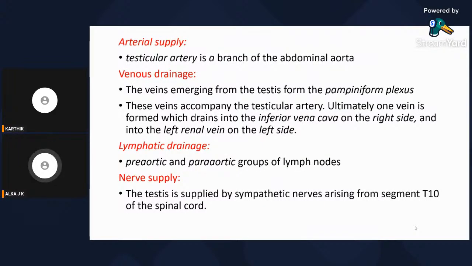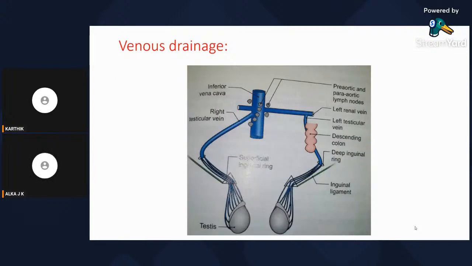Arterial supply: the testicular artery, which is a direct branch of the abdominal aorta. The veins emerging from the testis form the pampiniform venous plexus, and these veins accompany the testicular artery and drain into the inferior vena cava on the right side and the left renal vein on the left. Preaortic and para-aortic are the lymph nodes, and the testis is supplied by sympathetic nerves arising from segment T10 of the spinal cord.